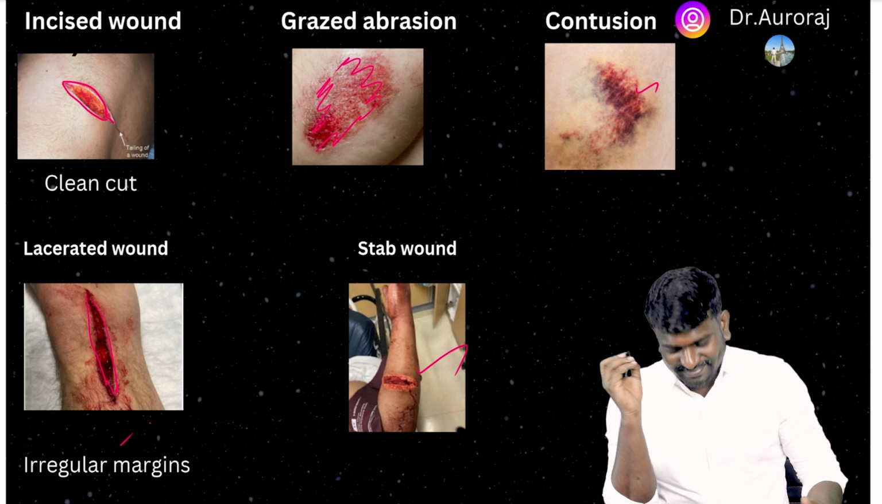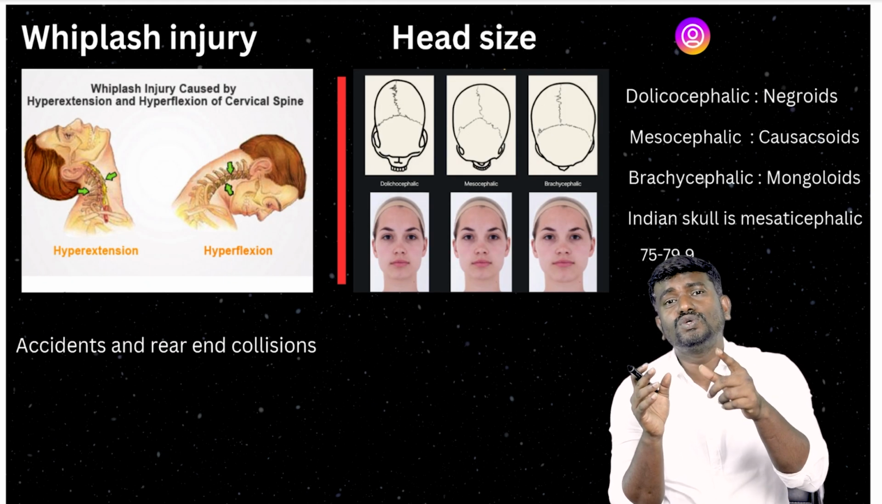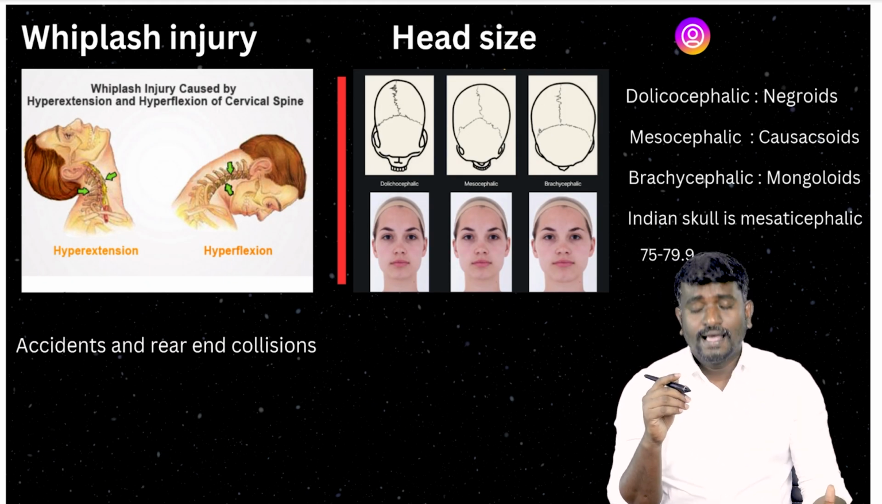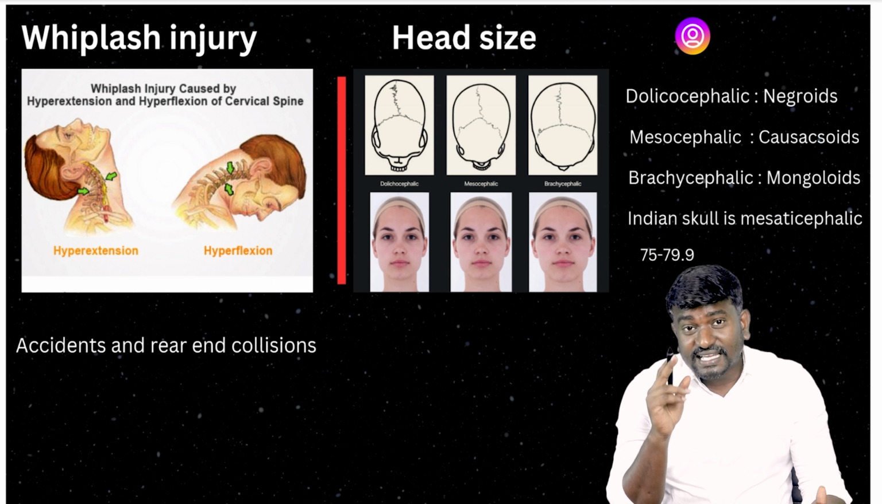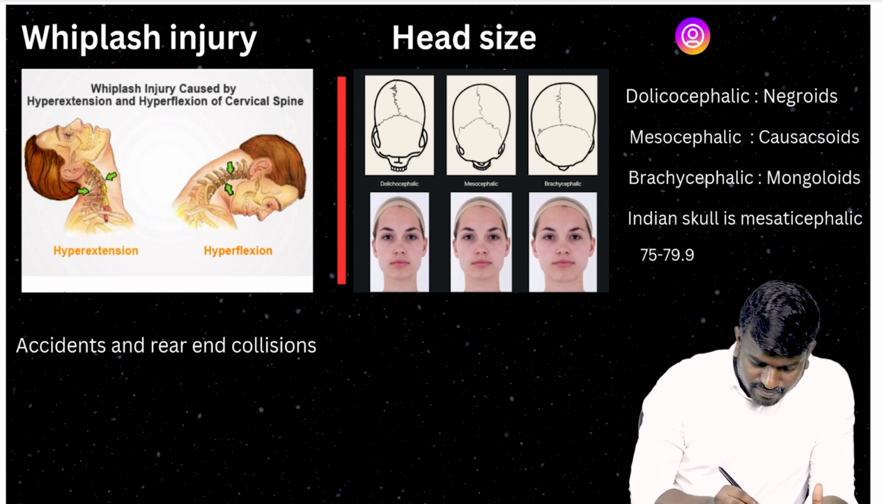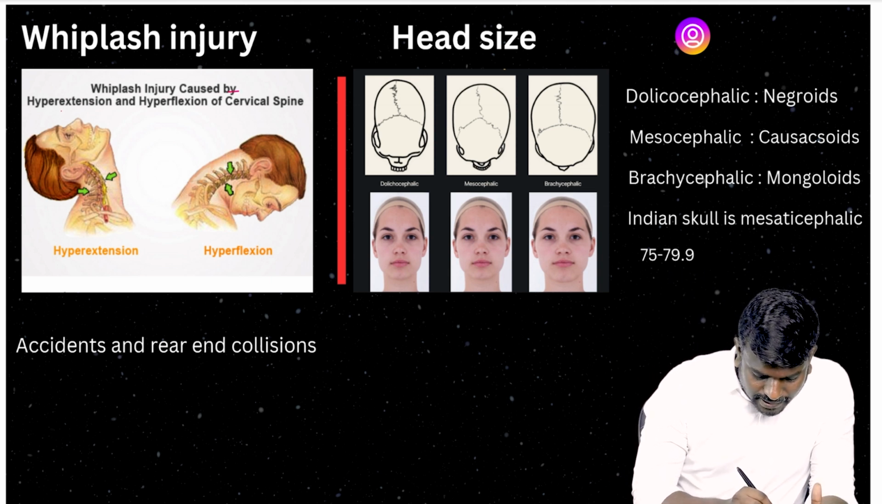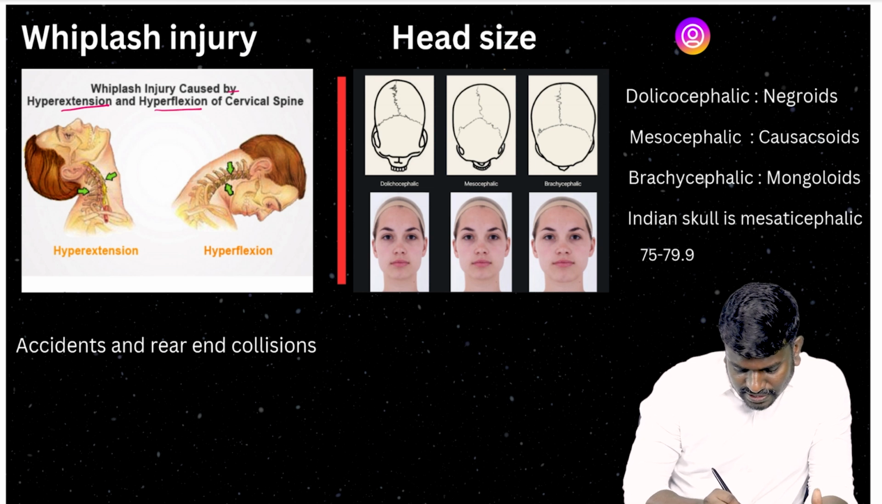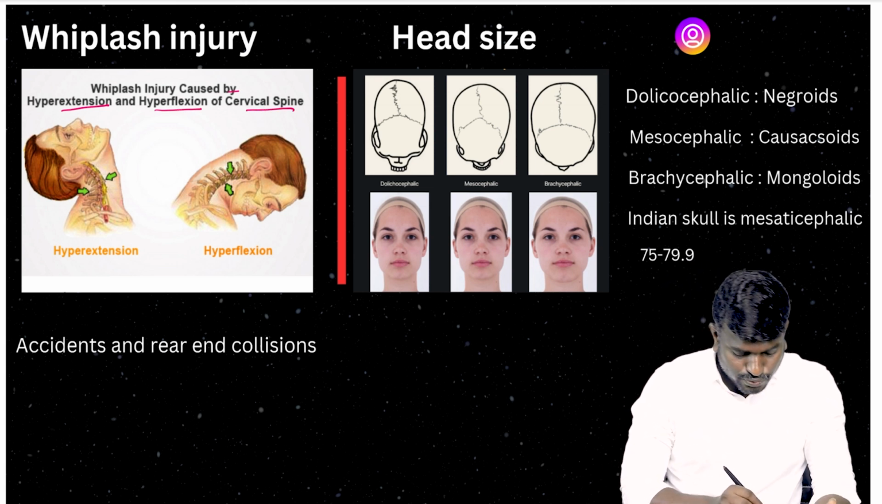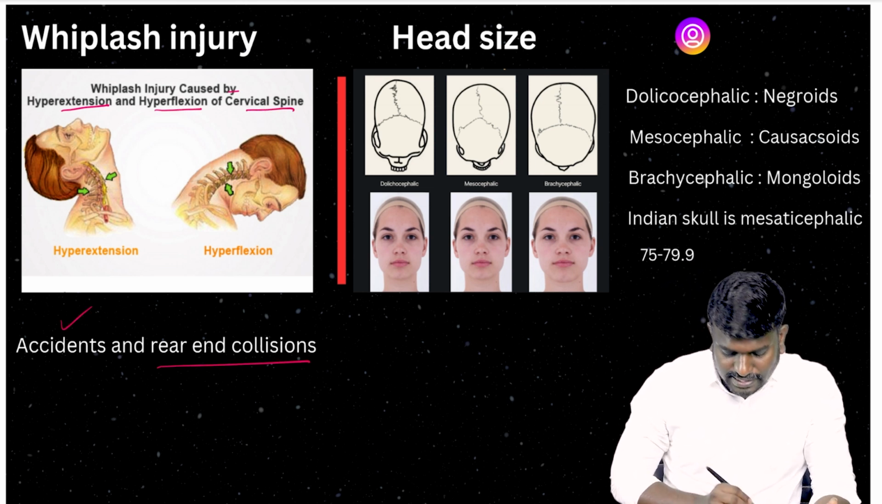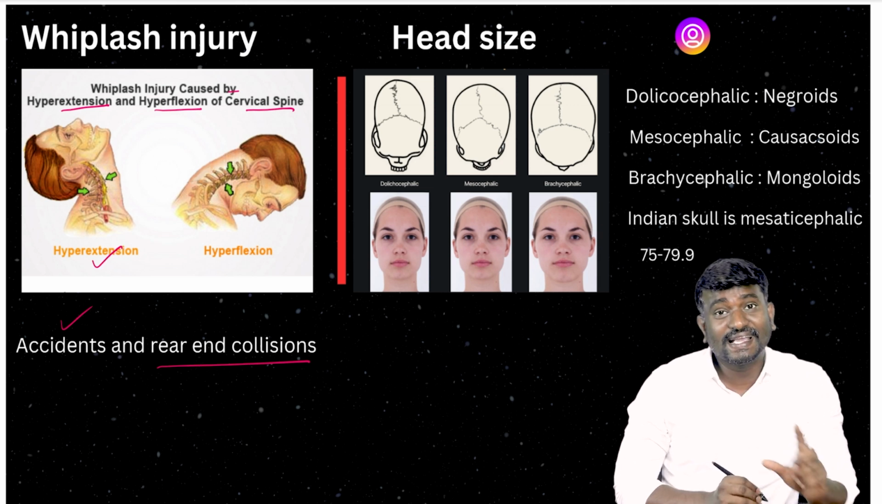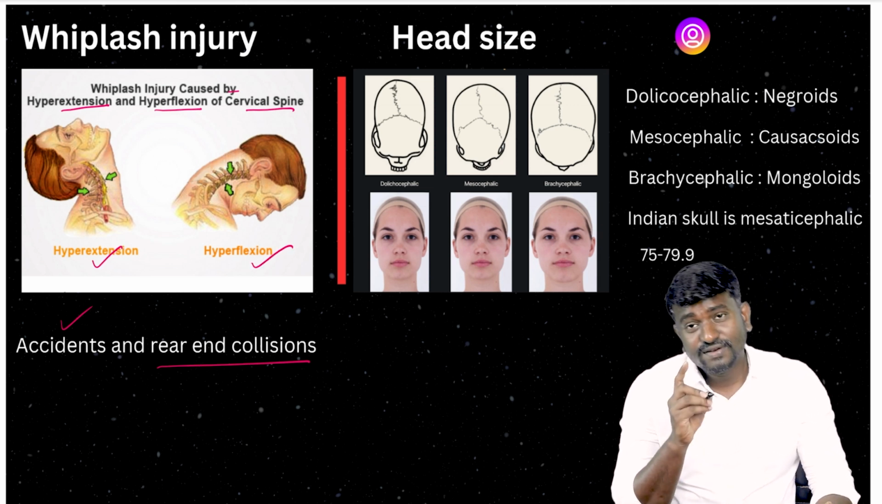This is going to be what? Stab wound. Whiplash injury is due to what? Hyperextension and hyperflexion of the cervical spine. Let's revise. Whiplash injury is caused by hyperextension and hyperflexion of the cervical spine. Basically due to what? Accidents and also rear end collisions. This is hyperextension and this is going to be hyperflexion.